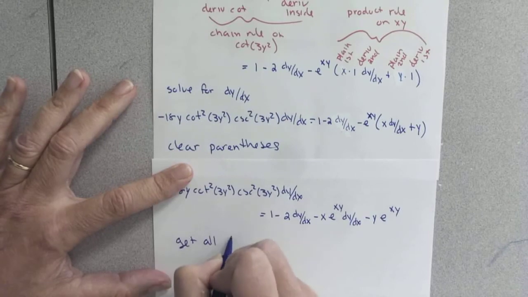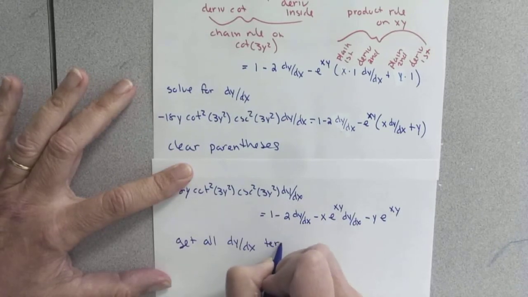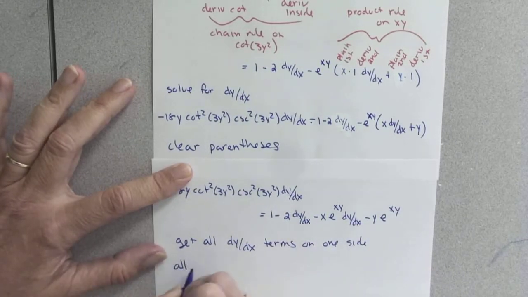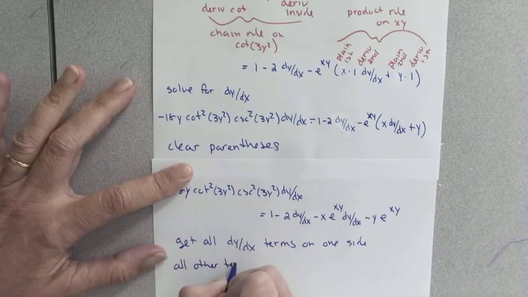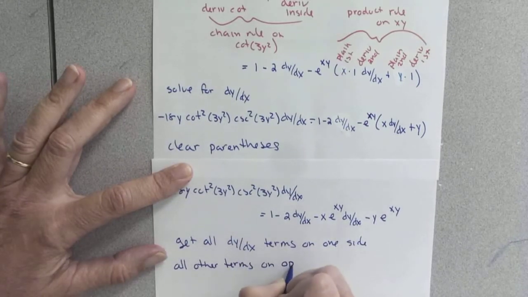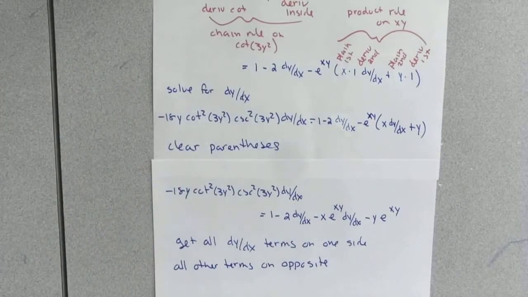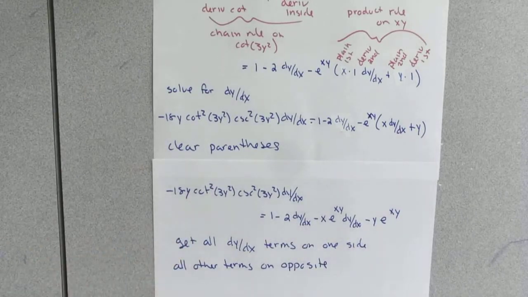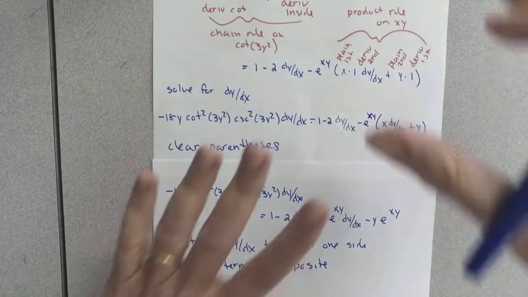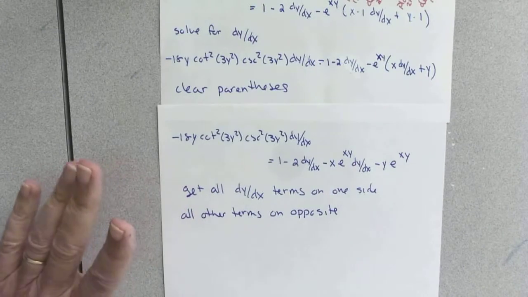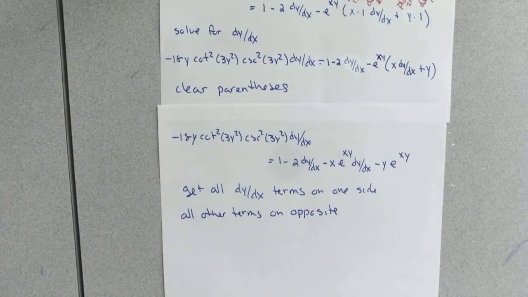Then get all dy dx terms on one side, all other terms on opposite sides. And again, it doesn't matter, just do whatever you want. Now in this case, notice I got one term over here, it doesn't matter. I just generally go to the left. That's just my habit. Now if I go left and you go right, what we'll see in a difference of an answer is that all the terms will have a different sign.